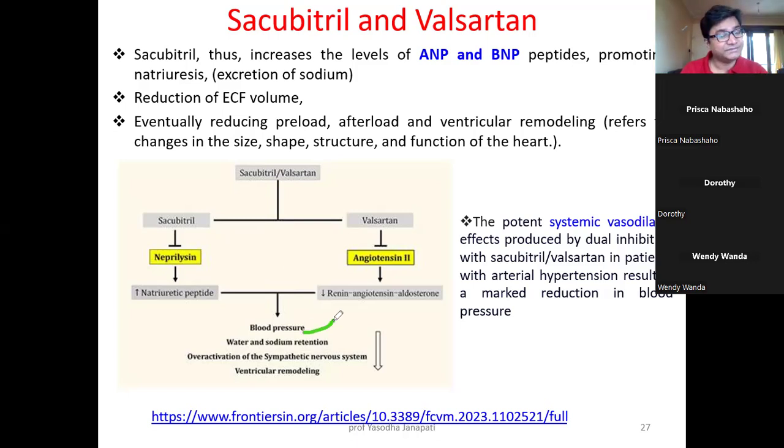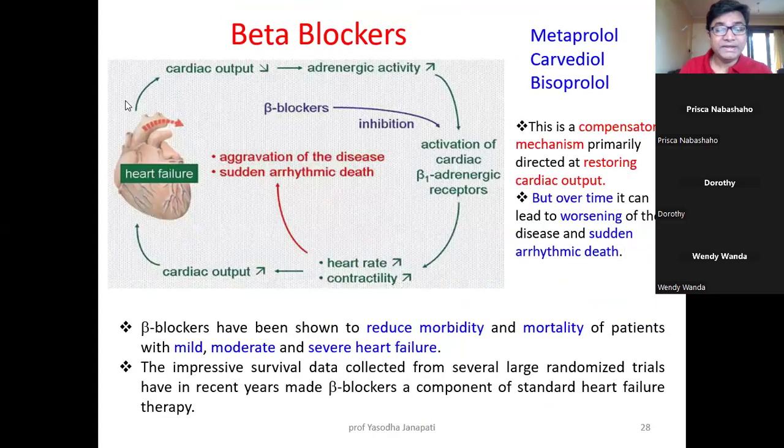Blood pressure is decreased because of all this. Water and sodium retention is decreased. Overactivation of the sympathetic nervous system and ventricular remodeling occurs. And this is the best combination. You can click on this or copy this, and read the article which is responsible for all this. You can get more information. Sacubitril valsartan in patients with arterial hypertension results in marked reduction of blood pressure. So this is an advantage. Now, beta blockers.